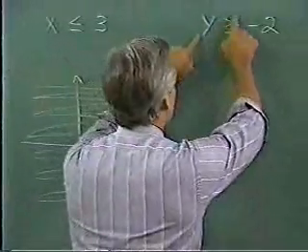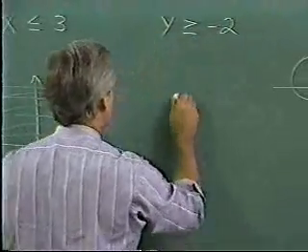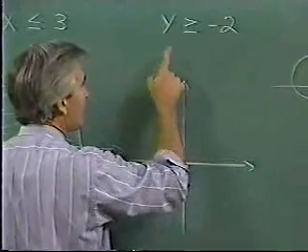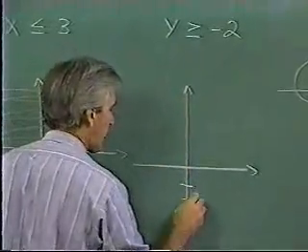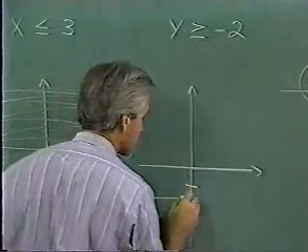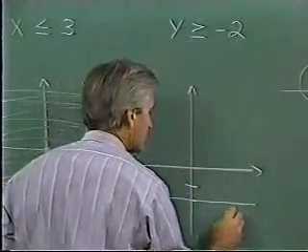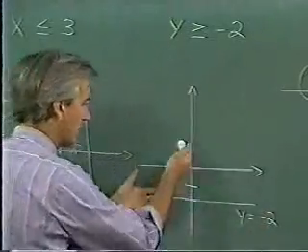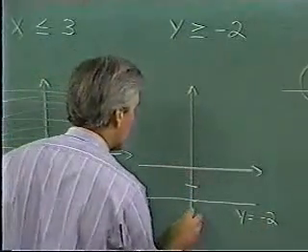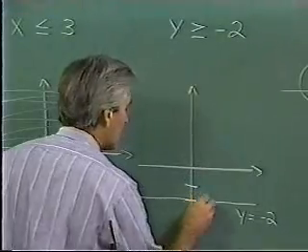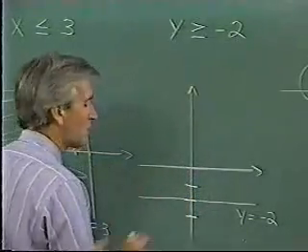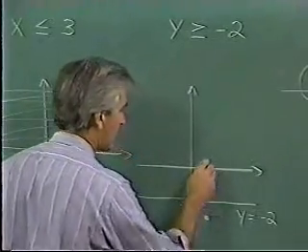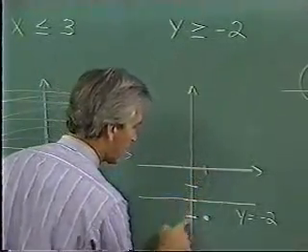For y is greater than or equal to -2, well, we construct the graph of the related equation. y is equal to -2, and that would be this line. So here's the line y equals -2. And now again, we test either side of our border, and we've been using the origin. We don't have to use the origin. Suppose we used a point, let's say, the point (1, -3).